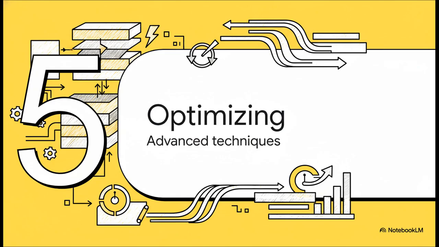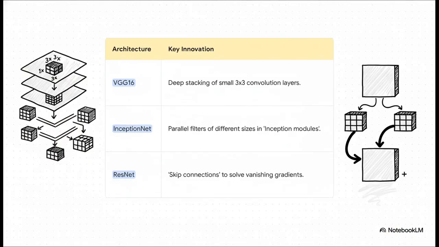But of course, in the real world, engineers have figured out some pretty clever ways to build on this foundation and squeeze out every last drop of performance. Let's take a quick look at some of those. A huge strategy is something called transfer learning. Basically, not reinventing the wheel. You start with a powerful pre-trained network.